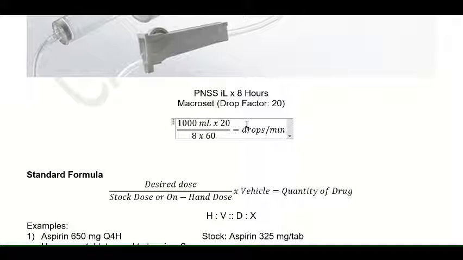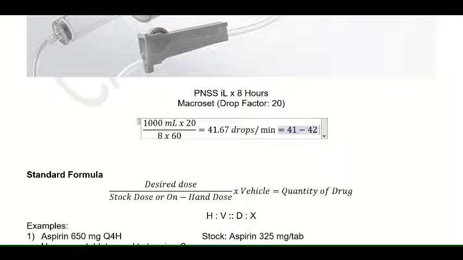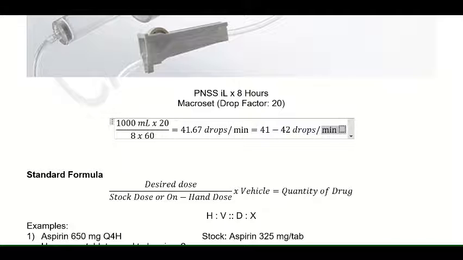1000 times 20 is 20,000. And then 8 times 60 is 480. So 20,000 divided by 480. Ticking on my calculator, that would give you 41.67 drops. Do we have a 0.67 drop? Of course we don't. So we say 41 to 42 drops per minute. We can't count 0.67 here.